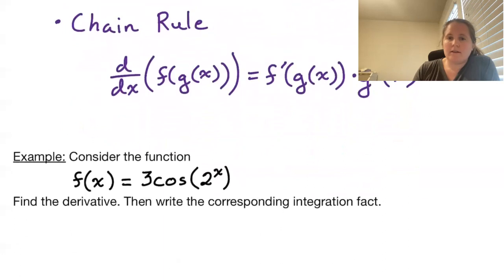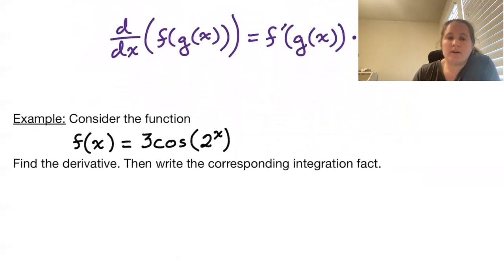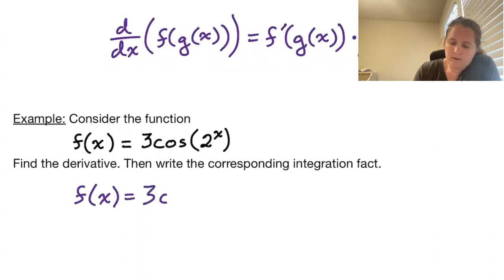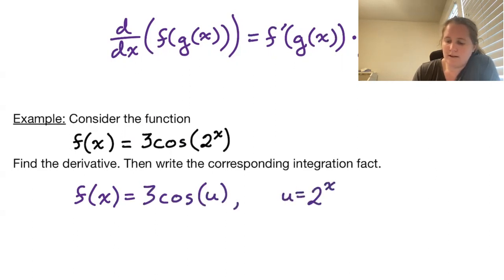So let's go ahead and consider the function f of x equals 3 times cosine of 2 to the x. We're going to find the derivative and then write the corresponding integration fact. So we have f of x is equal to 3 cosine of u if we set u equal to 2 to the x.